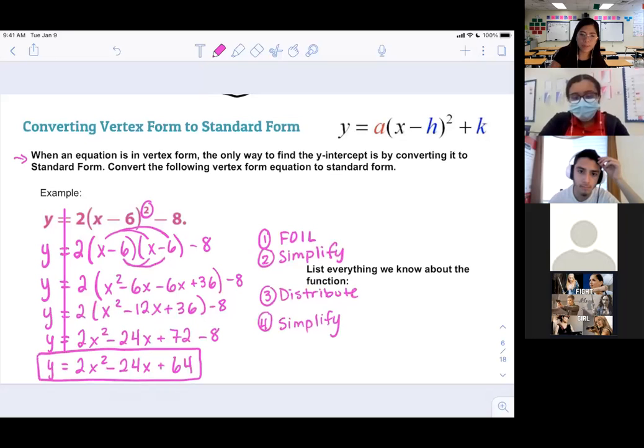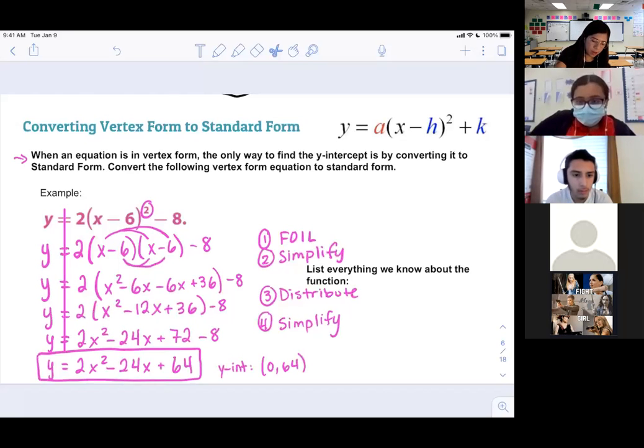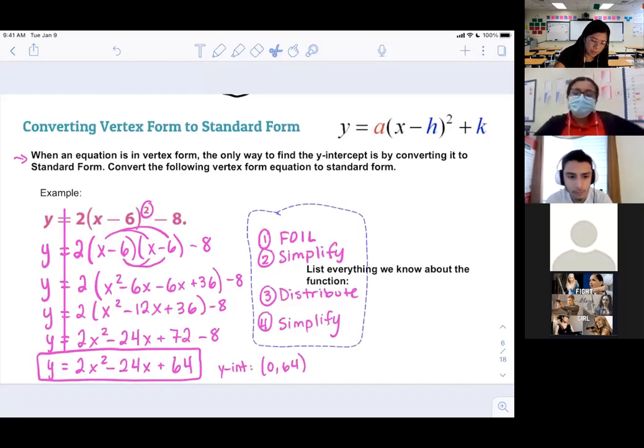What is the y-intercept? 0, 64. Good. Wait, how'd you get 0? Because the y-intercept always starts with 0. Okay, cool. We did everything we needed to do.